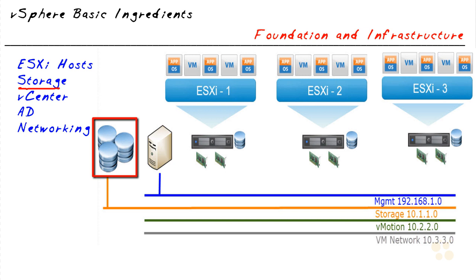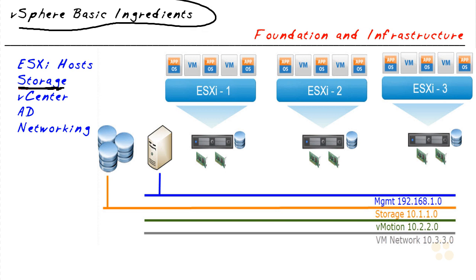For example, we could use technologies like iSCSI or NFS, which we'll talk about both of those in greater detail in another nugget. So storage is another key ingredient in the vSphere architecture. Another challenge that we're going to face in a virtualized environment is managing multiple ESXi hosts.